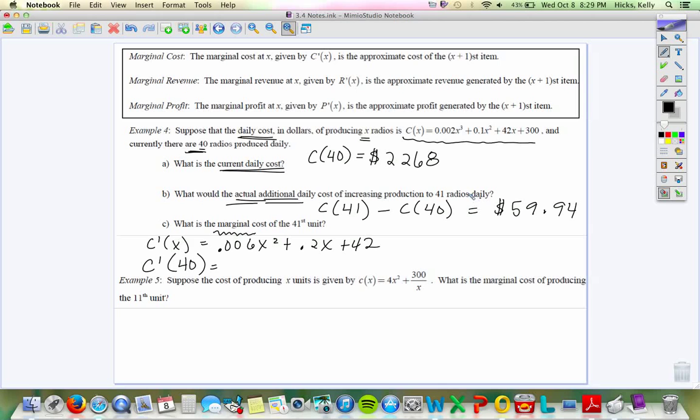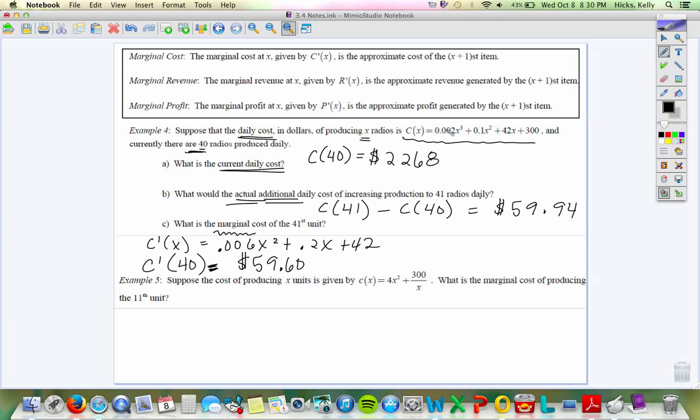Why do you just plug in 40? Because we need to find the slope of the line at the original point. We need to find the change at the original point, and that will tell us how much it's going to be to produce one more. When we plug all that in, we have $59.60. So you see how close that is to the actual cost up here.